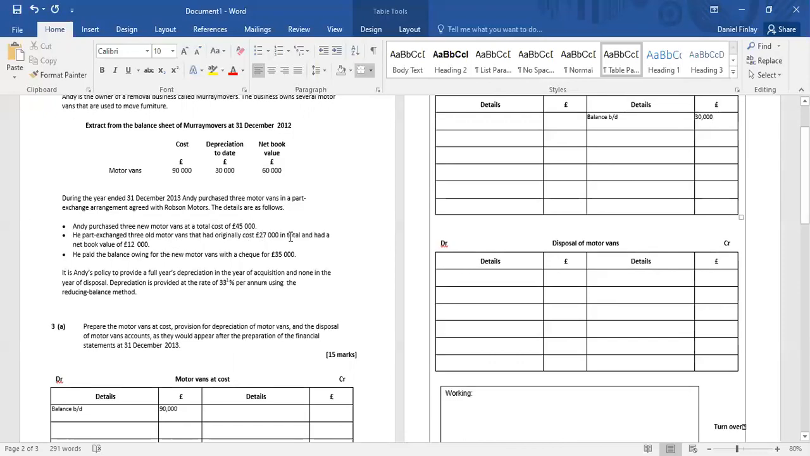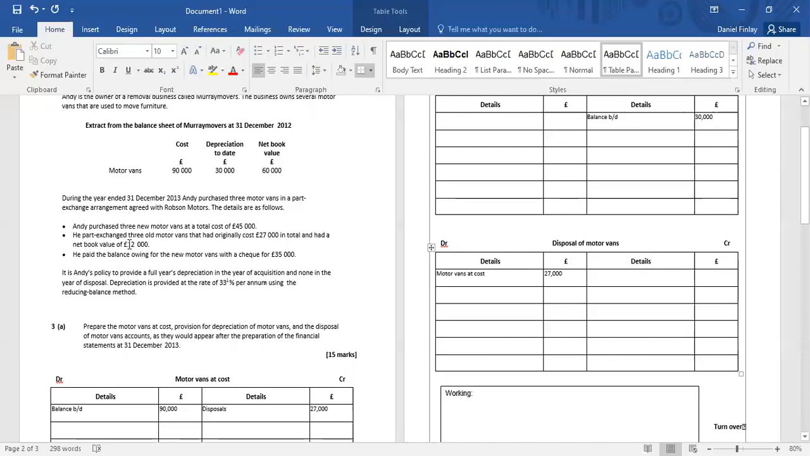So what we need to do is get rid of that 27,000 from my motor vans. So it's going to reduce the assets, it's going to go on the credit side. So I'm going to send it to my disposals account. So 27,000. And then on my disposals account, I put it on the debit side because it came from the credit side. So motor vans at cost, 27,000.